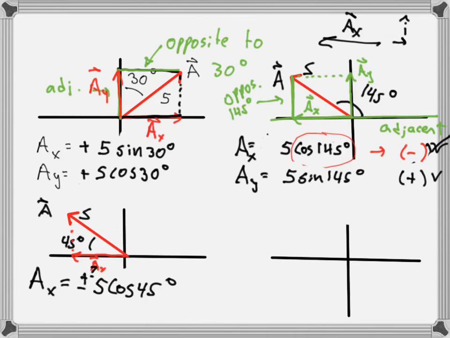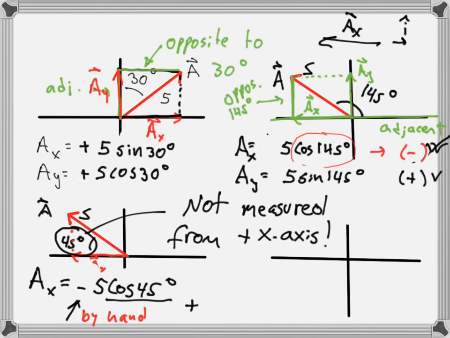And should it be positive or negative? It's got to be negative. That's because the cosine of 45 is a positive number, but looking at our picture, since we have our Ax component vector drawn there, we know that it's pointing to the left. We know that our final answer must be a negative number. So we put the minus sign by hand in this case.